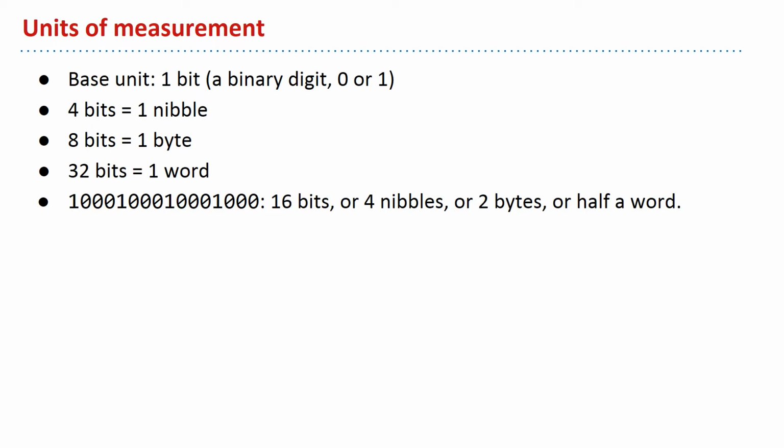And so this means that if I give you a long string of bits, so for example here I have a string of 16 bits, you can also say that this is 4 nibbles. You can also say that this is 2 bytes because there's 1 byte of 8 and then another byte of 8. You can also say that this is half a word because one word is 32 bits and we have 16 bits here, which is half of that. So we're going to have this at the bottom of the next couple slides so that you can convert between them if you have to.